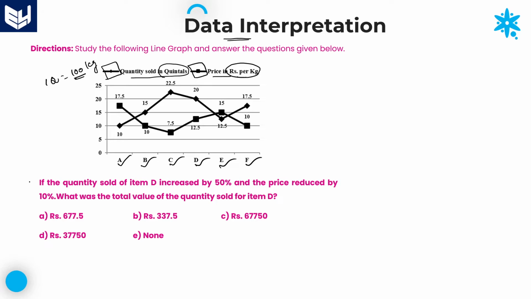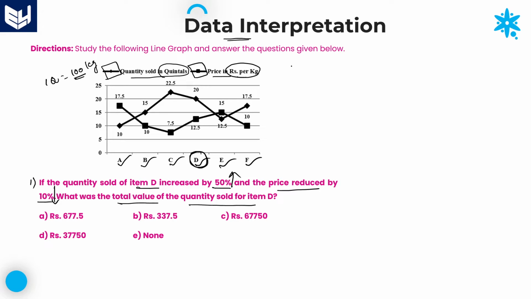Now look at the first question in this session. If the quantity sold of item D, that means this particular quantity, is increased by 50 percent and the price is reduced by 10 percent, what is the total value of the quantity sold for item D?